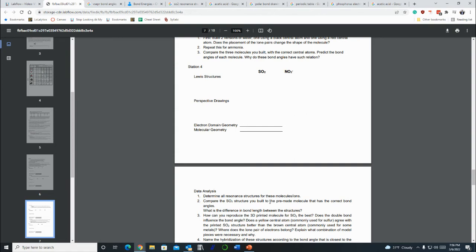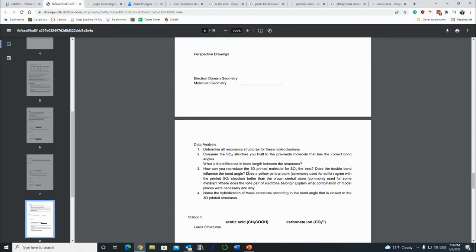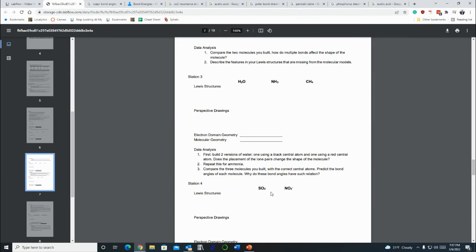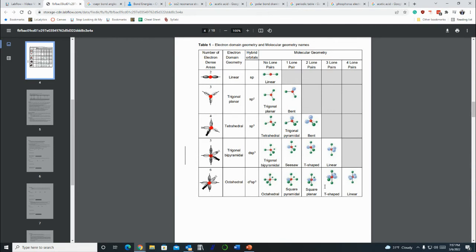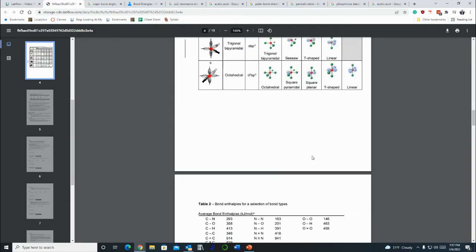Then there's going to be a pre-made molecule in front of you that has the correct bond angle. And it's also going to have different bond lengths. Keep in mind what I talked about it having somewhere between a single bond and double bond length. So make observations about the difference in bond angles and bond lengths. Then it asks you how you can best reproduce that 3D printed molecule using your set. So you'll have to use your set to do that question. And then finally, it tells you the name, the hybridization. When it says hybridization, it wants to know which of these shapes right here best describes it. Which of these? So which molecular geometry?